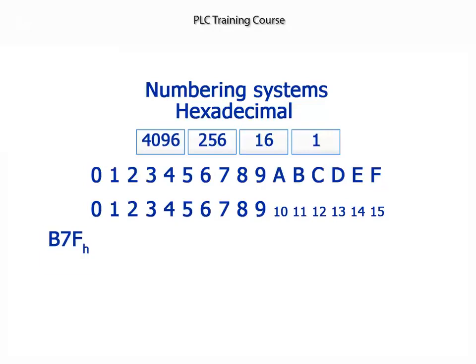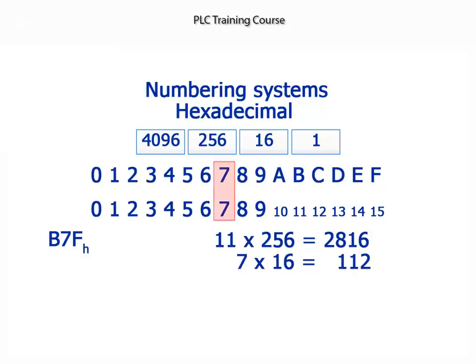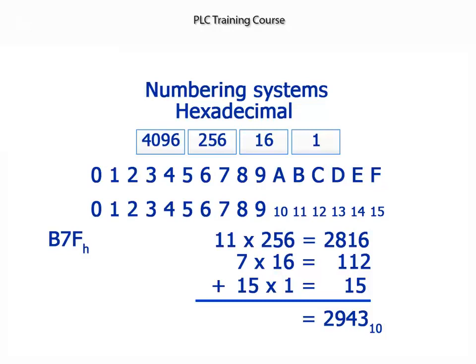Consider the hexadecimal number B7F. The subscript H tells us that it is a hexadecimal number from the base 16 numbering system. The number B represents 11 times 256, which equals 2,816, plus 7 times 16, which equals 112, plus 15 times 1, which gives us a total of 2,943.